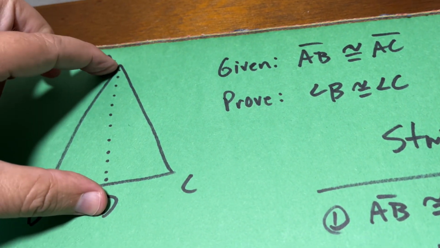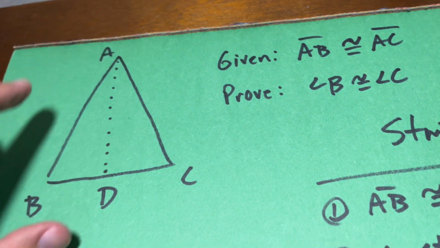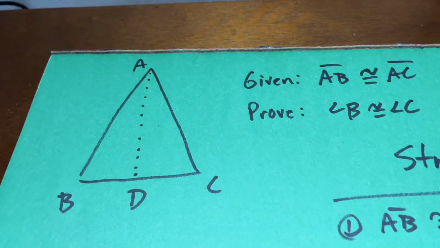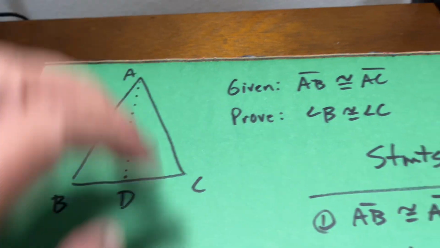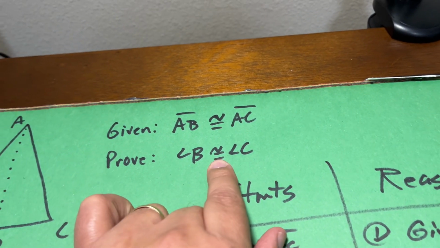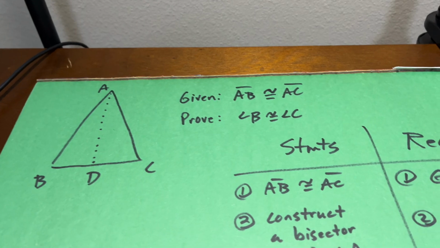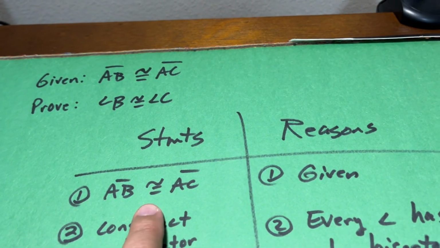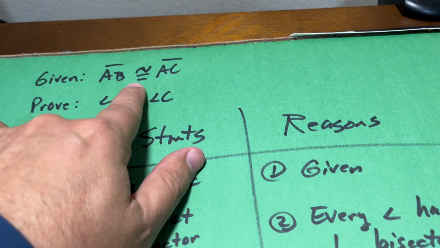I drew it dotted right now, so pretend like that's not there. Pretend like I just have this triangle ABC. So I'm given this and I want to prove this. When you're trying to do a two-column proof with statements and reasons, the very first statement you want to make is your given statement.